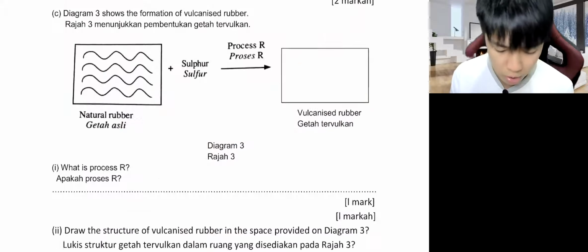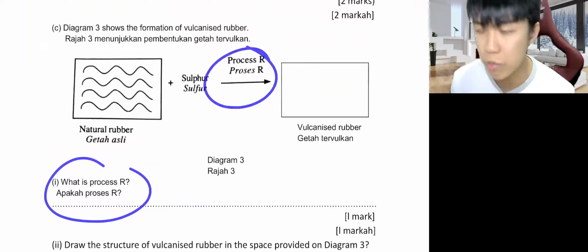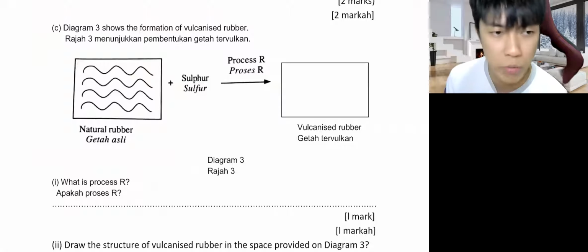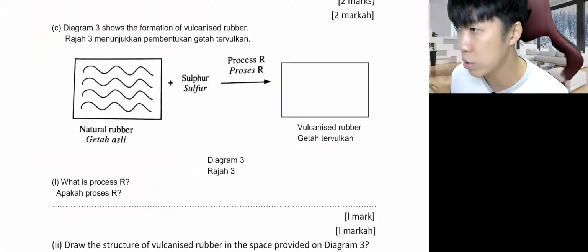Just in case to remind you, name the process to make vulcanized rubber. I'm pretty sure everyone knows this. Of course, that is vulcanization. Okay, vulcanization.